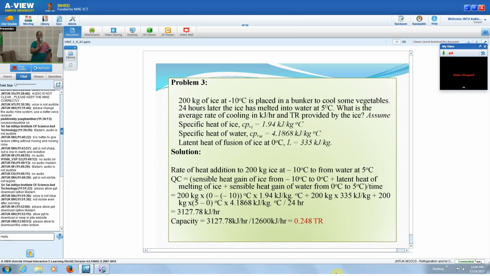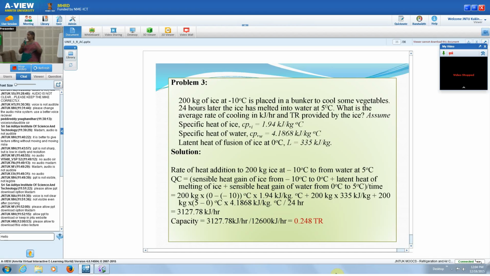that is 3127.78 kilojoules per hour. So to convert this in tons of refrigeration, already we have seen that 1 ton of refrigeration is equal to 3.5 kilowatt or 210 kilojoules per minute, or otherwise it is also equal to 12,600 kilojoules per hour, because the numerator is in kilojoules per hour. So you take the ton of refrigeration also in kilojoules per hour. Then you will get the ton of refrigeration required as 0.248.